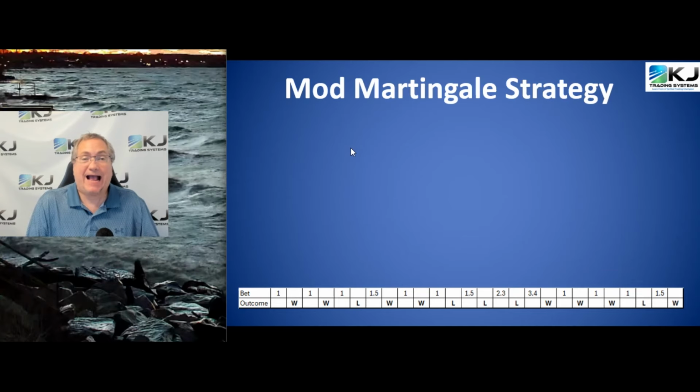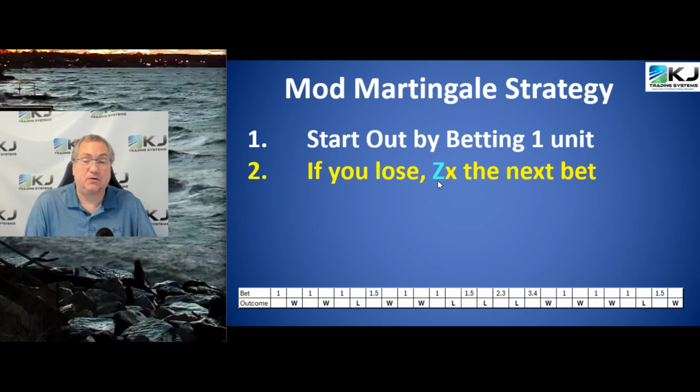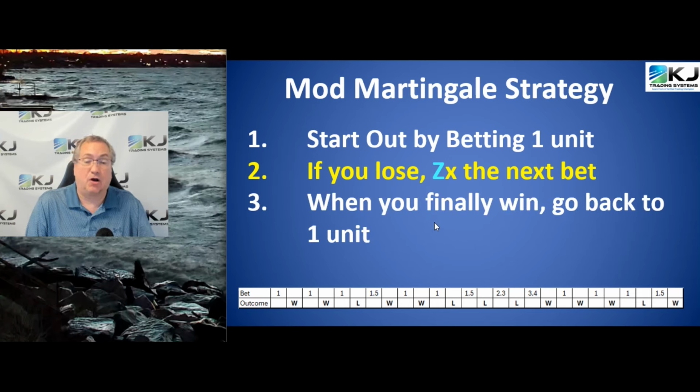Okay, so today I'm going to talk to you about what I call a modified martingale strategy. It's sort of like the regular martingale, but with a twist. You start out by betting 1 unit per trade, and if you lose, then you multiply the next bet by this factor Z. Now, standard martingale trading would just be Z equal to 2, right? Because you double every time you lose. So for the modified martingale, we're going to use something less than that, and we're going to see what happens. And then when you finally win, you go back to 1 unit.